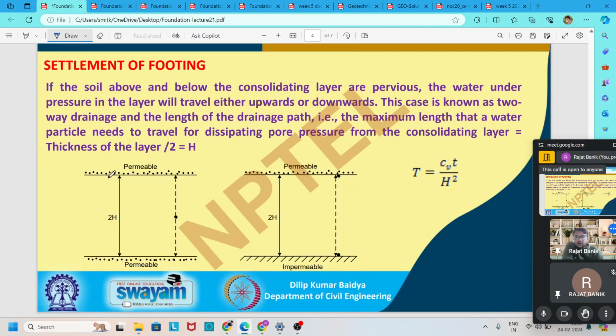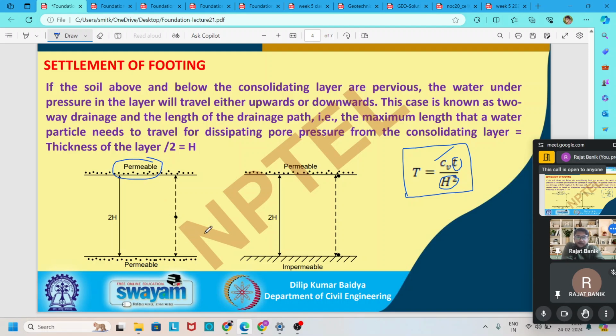Now, this time factor also depends on the coefficient of consolidation, the time taken for this consolidation, and the drainage path. To determine the drainage path of a clay layer where we find this consolidation, it depends on the permeability or impermeability of the adjacent layers.